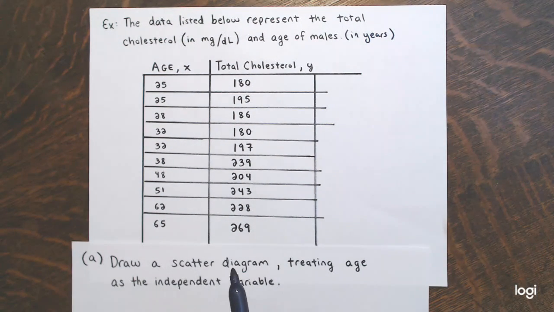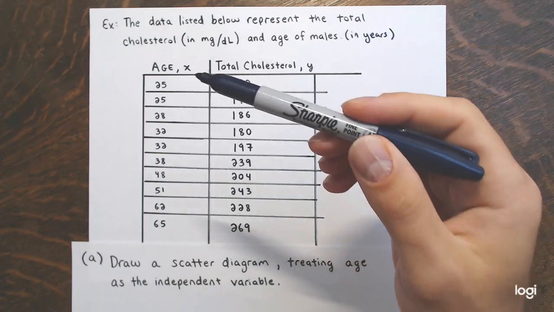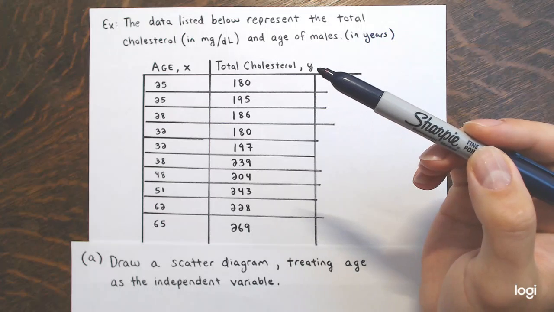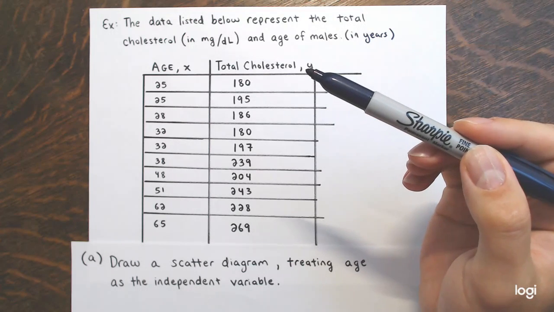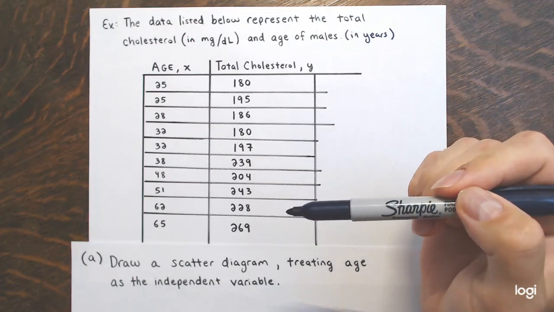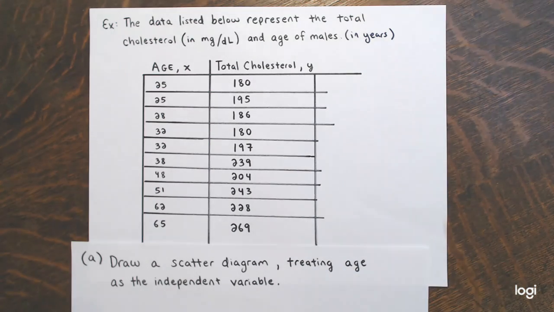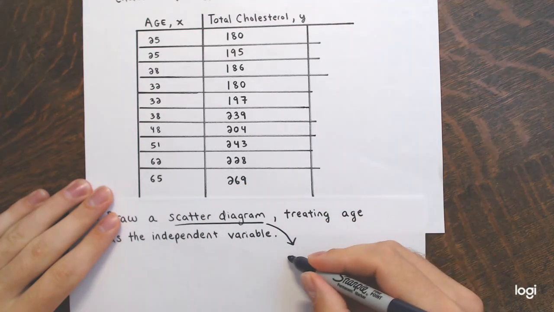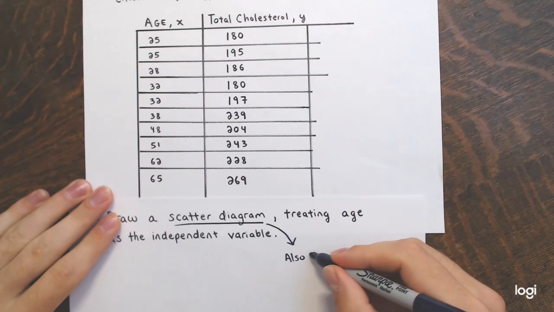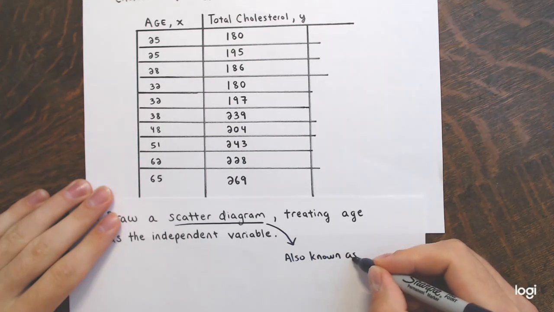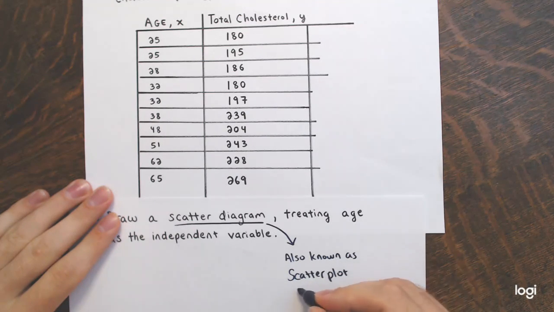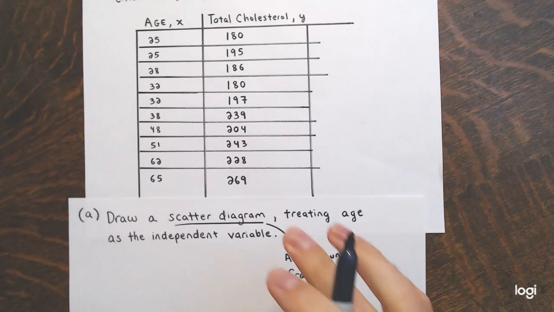draw a scatter diagram treating age as the independent variable. Alright, so I'm going to treat the age column, as I've already written it here, as X, my input values. And total cholesterol will then be treated as the dependent variable, which is usually represented by a Y. Alright, so notice the Y up here in my table. And as I mentioned before, a scatter diagram is also known as a scatter plot.